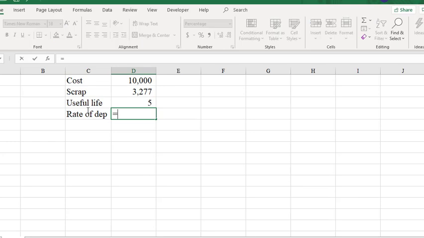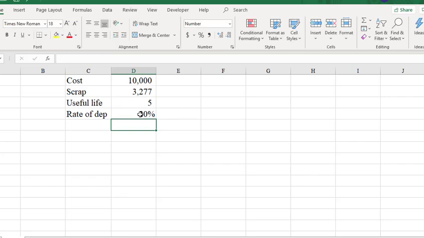and rate of depreciation accordingly we can compute like this. Rate of depreciation is equal 1 minus scrap value divided by cost root 5. Instead of getting root 5, we can take it like as a power 1 divided by 5, same result, right? I think you know mathematics.